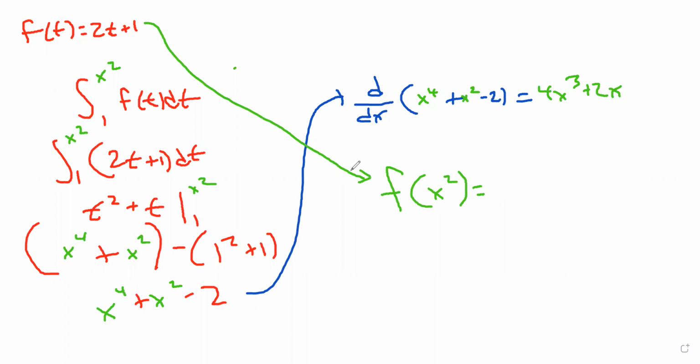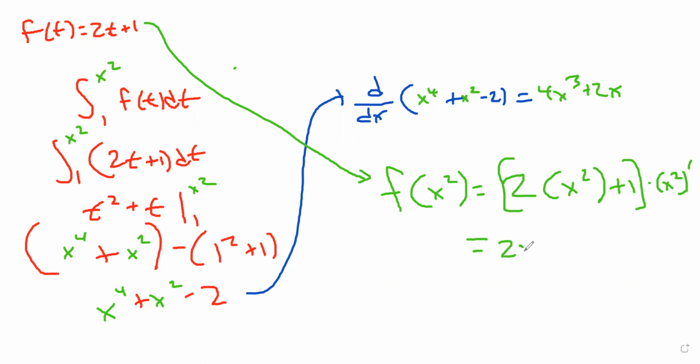Now remember, I'm not plugging in x, we're plugging in x squared. So x squared is the input. I replace t with x squared and I would get 2x squared plus 1. And if I multiply by the derivative of x squared, what would I get? 2x squared plus 1 times 2x, which gets me to 4x cubed plus 2x.